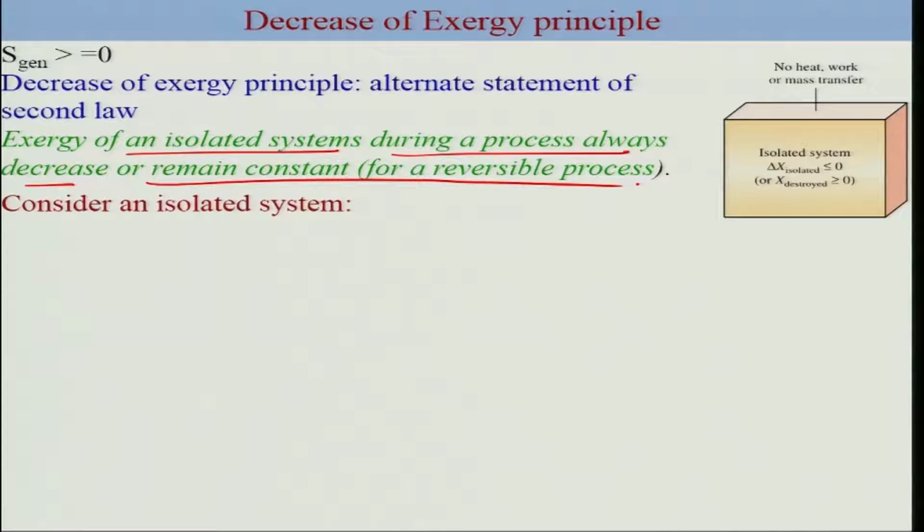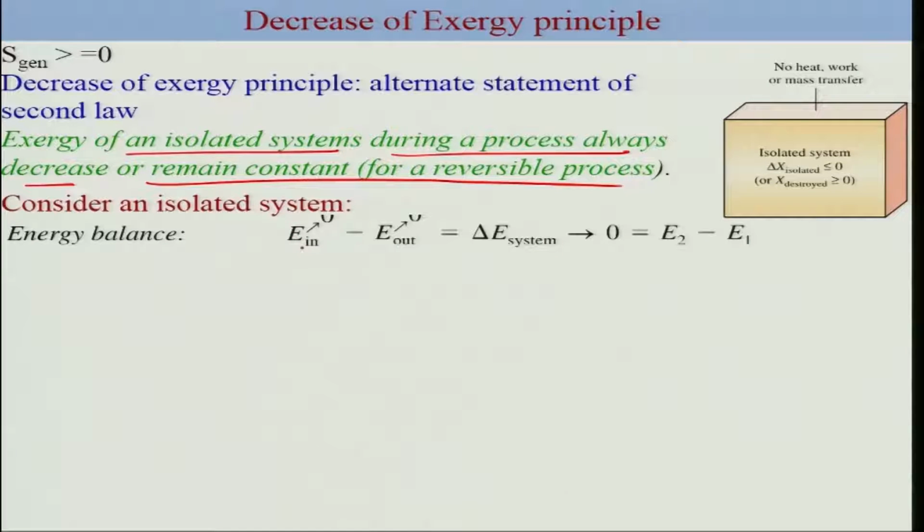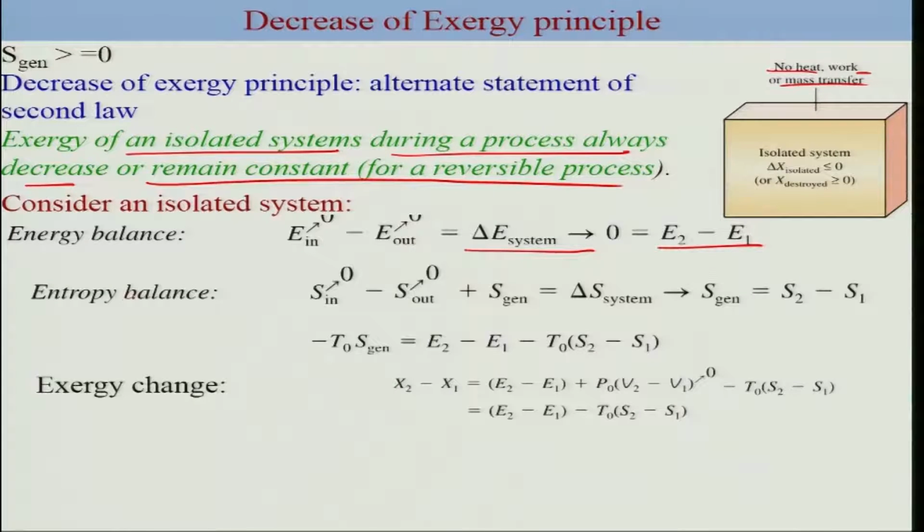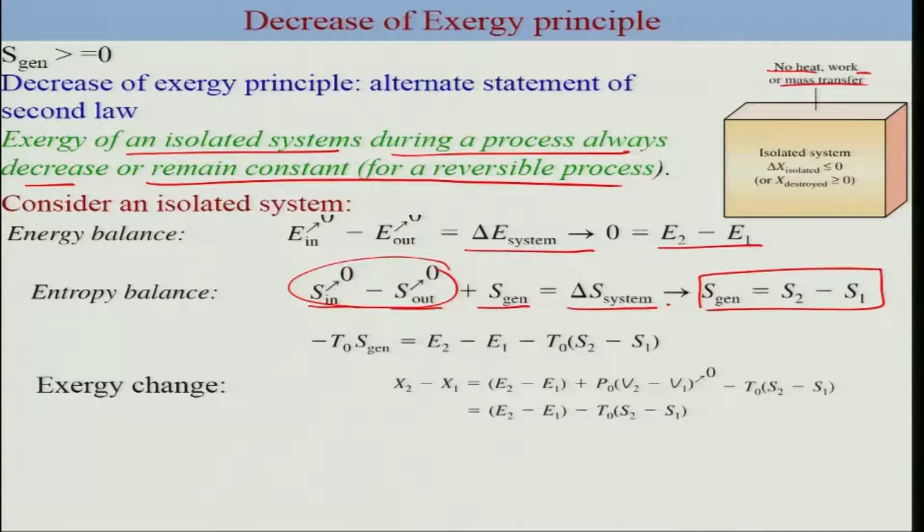So we consider an isolated system, for which the energy balance would be simply delta E system is 0, because there is no in, there is no out, since there is no heat, work or mass transfer, and thus E2 is equal to E1. We can also do this analysis for the entropy balance. So the entropy balance would be S in minus S out plus S generation is delta S system. This is going to be 0 again because there is no interaction with the surroundings, and thus S generation will be simply S2 minus S1.